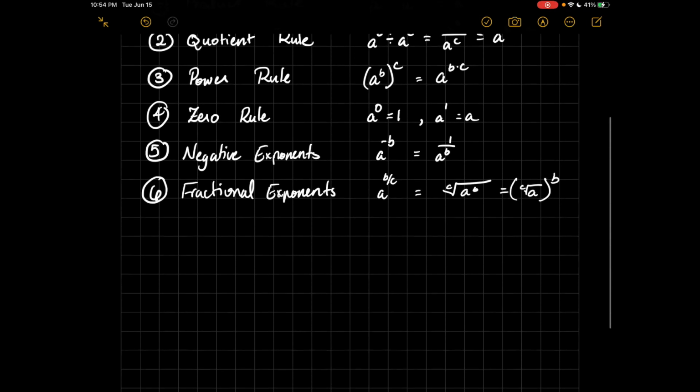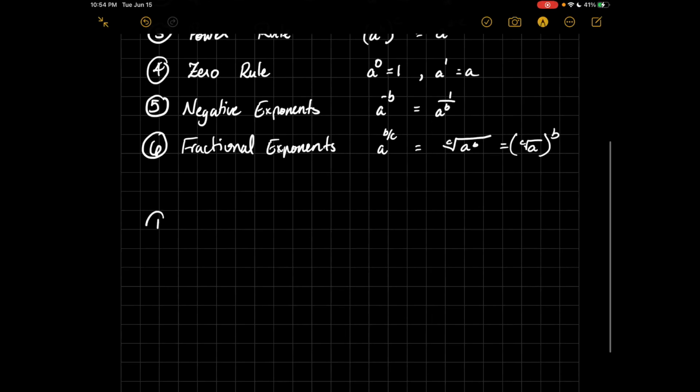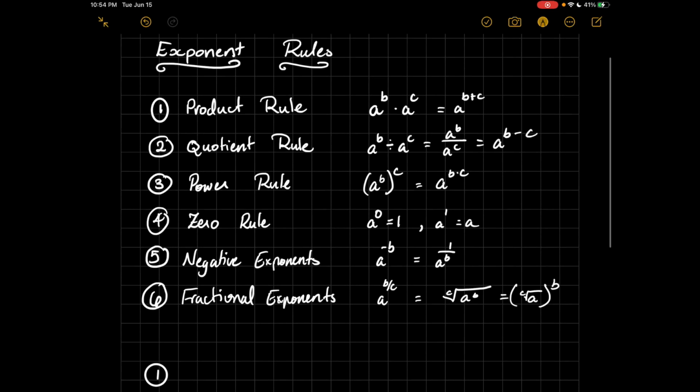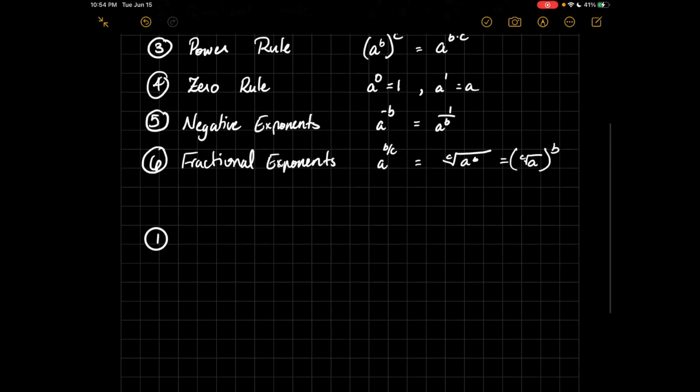Alright, let's try doing a couple of practice problems. With respect to the product rule, let's try something like 2 to the power of 3 times 2 to the power of 4. Since the bases are the same, you just add up the powers, and you get 2 to the power of 3 plus 4, which is equal to 2 to the power of 7.